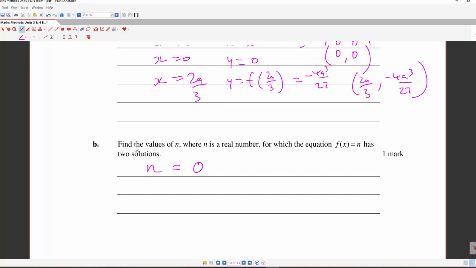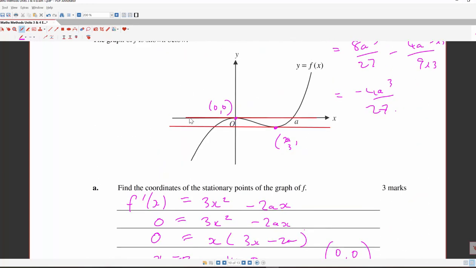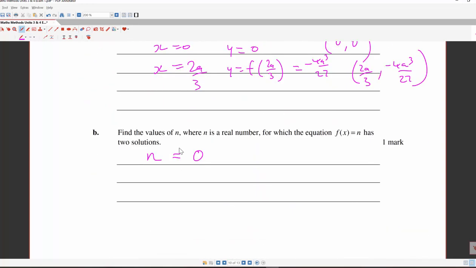So n is when n is equal to 0. Okay, so when n is equal to 0, or when f of x is equal to 0, we get 2 solutions. And when f of x is equal to this value here, negative 4a cubed on 27, or the y value of that stationary point there, we're going to get 2 solutions. So it's going to be n equals negative 4a cubed on 27.